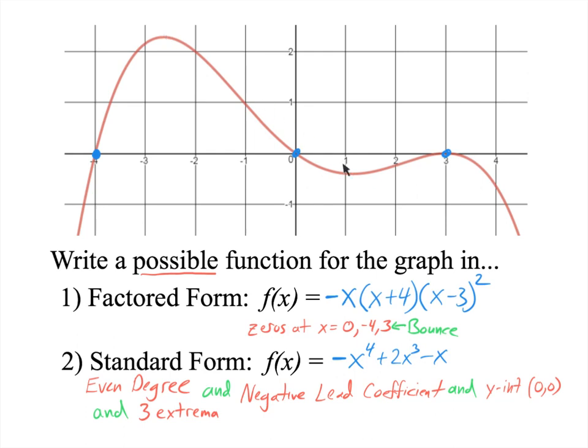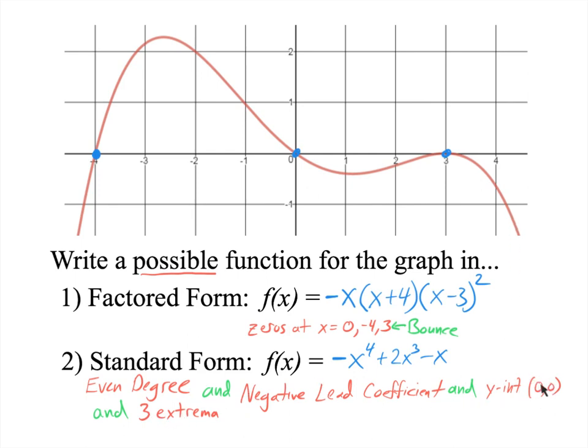Because the extremas are 1, 2, 3, plus 1 is 4, the smallest this power could be is 4. And I know it also has to be an even number. So this could be a 4, a 6, an 8. As long as it's even, and it can't be smaller than 4 because of the extremas. Now, negative lead coefficient again is because it's dropping on the right, and the 3 extremas I talked about.